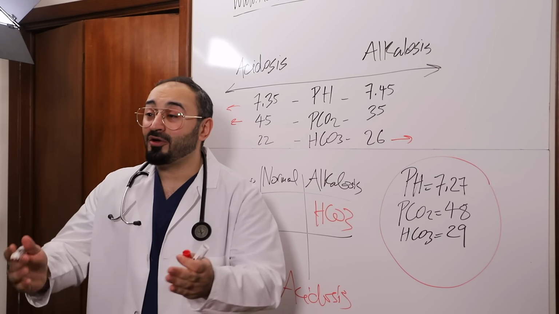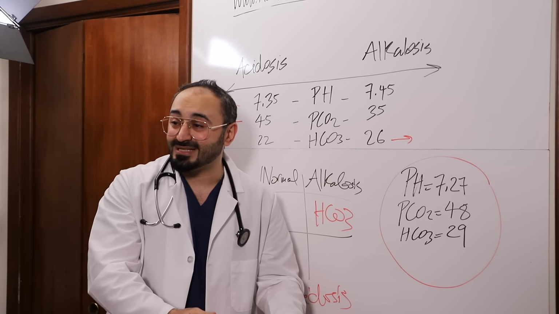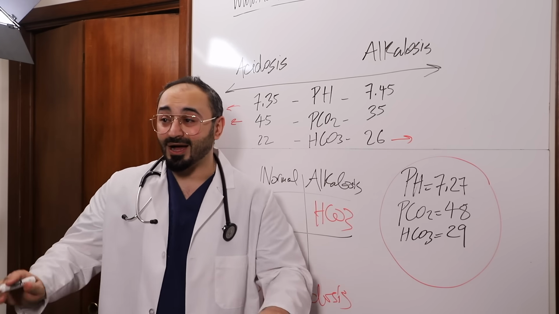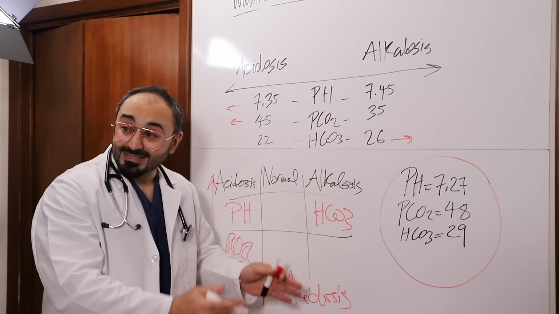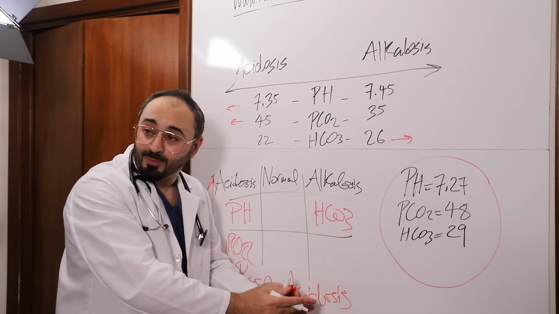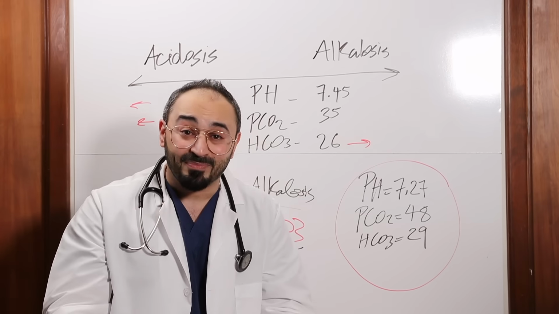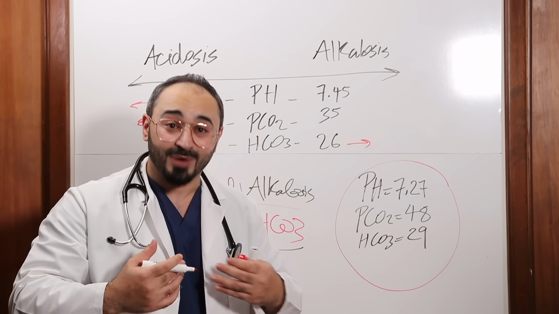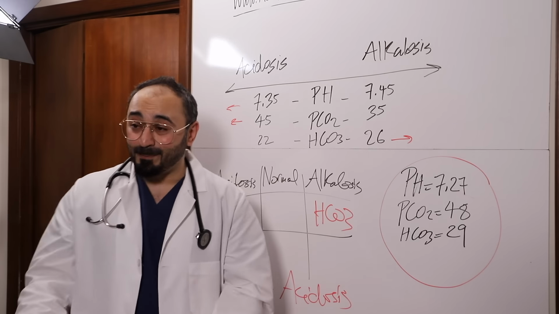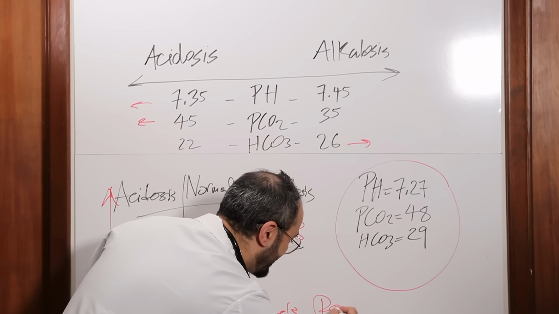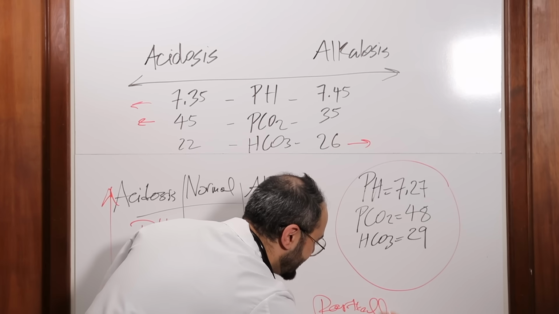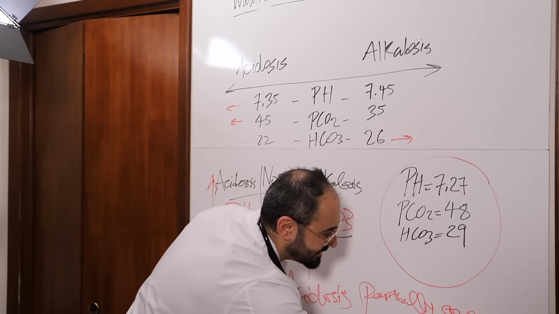So now we want to know if our ABG is partially compensated, fully compensated, or uncompensated. How do I know that? Listen, since the bicarb is abnormal, that means the kidneys are doing something to compensate for the lungs, right? That means it's partially compensated. So I'm gonna write partially compensated.